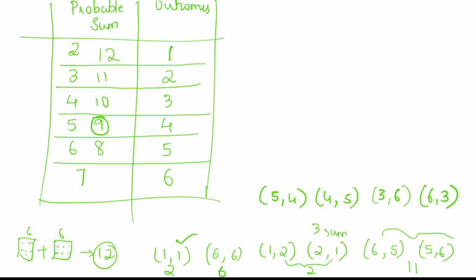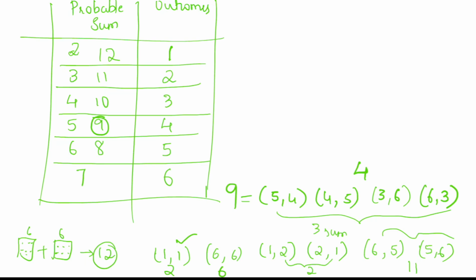Any other thing we can get? No, because 6 only is last. 6 and 1 will not get, 6 and 2 will not get, isn't it? We want 9, isn't it? So these are the only 4 outcomes, so 4 outcomes are there to get 9 as our sum.